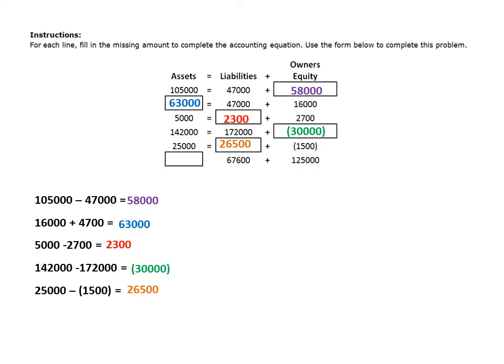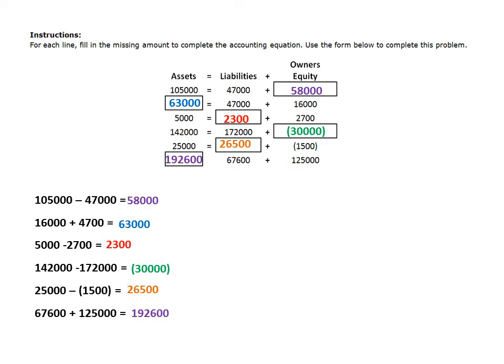And then finally over here we're trying to find the assets. We know our liabilities is $67,600 and our owner's equity is $125,000. We're going to add those two together and we're going to get $192,600. And that's how we're going to complete our accounting equation.